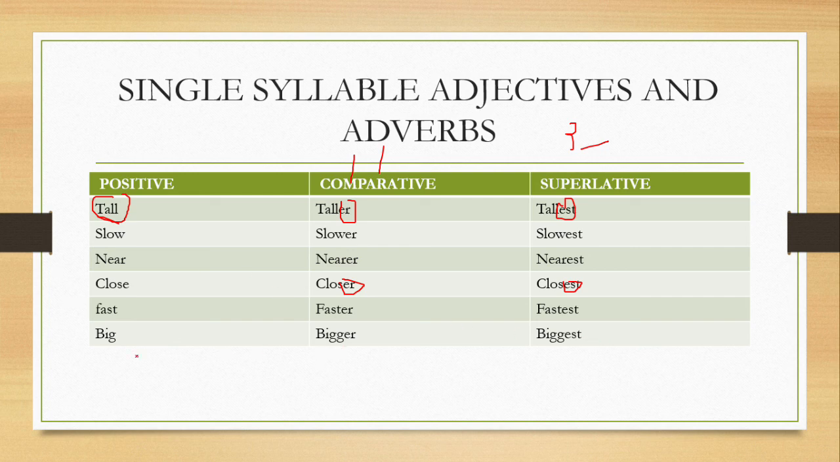But as for big, when you add er, it changes the spelling. It adds another G. Bigger, biggest. So pause the video. I want you to pause the video and make 5 words. Change them to comparative and superlative. Do that. Then you can resume.